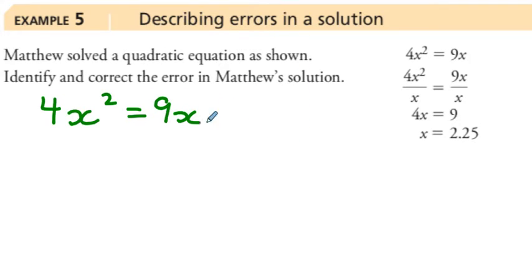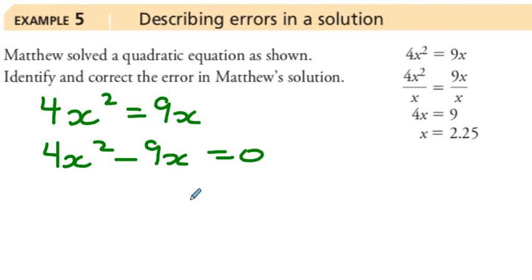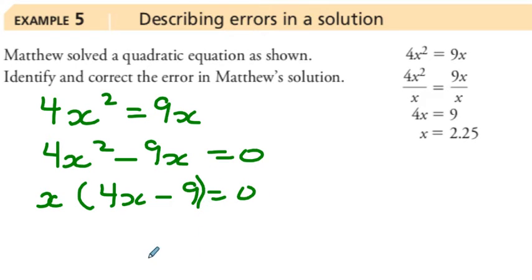So in order to factor this, the better way to do this is to put both terms on the same side and then factor out the common factor. Now, common factoring is really the first thing you learned about factoring. So what's common to both 4x squared and 9x? Well, of course, it is the x. And we're left with 4x minus 9 after we factor out the x.